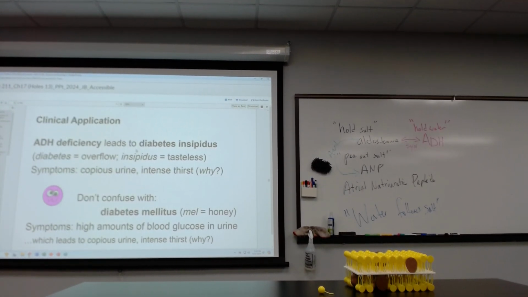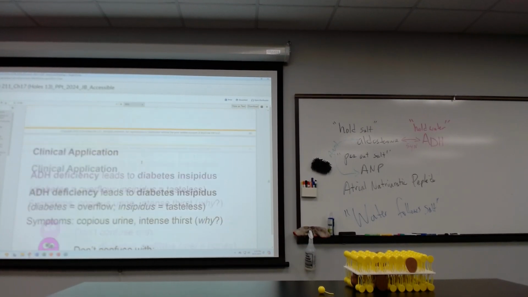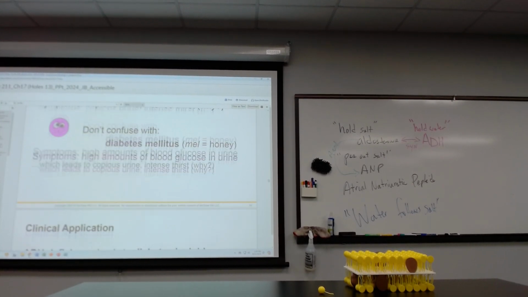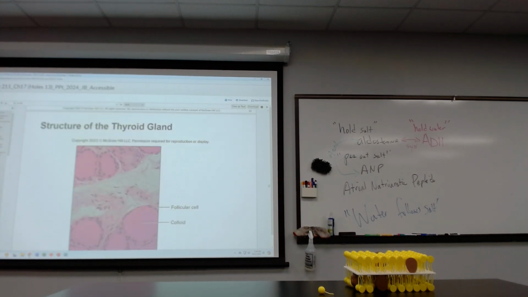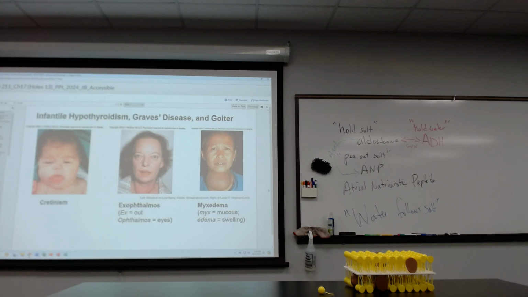Because all the diseases you talked about are all to do with the growth hormone, right? So far. Well, this has to do with ADH and insulin. Okay. Here we go. Thyroid.